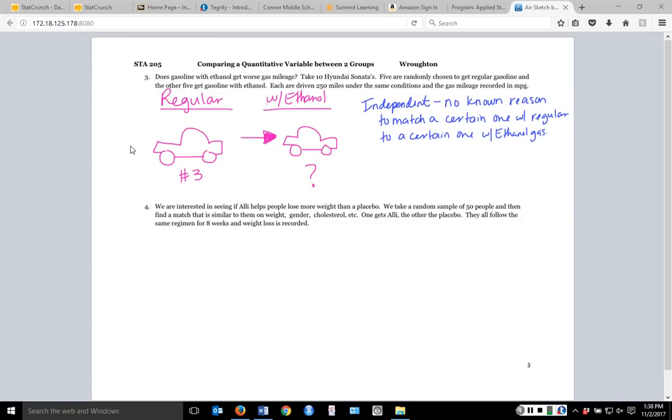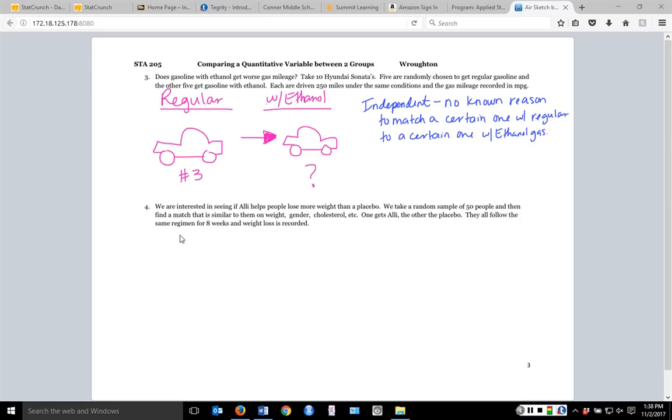Another reason why students will sometimes think it's paired is that they're all driven under the same conditions. This is really just to make sure that when I'm recording the gas mileage, I didn't drive them differently. So all 10 cars are driven the exact same. It's not like I have some being driven differently here and some differently there. This one is independent. There may be questions on that one when we start class together next time.